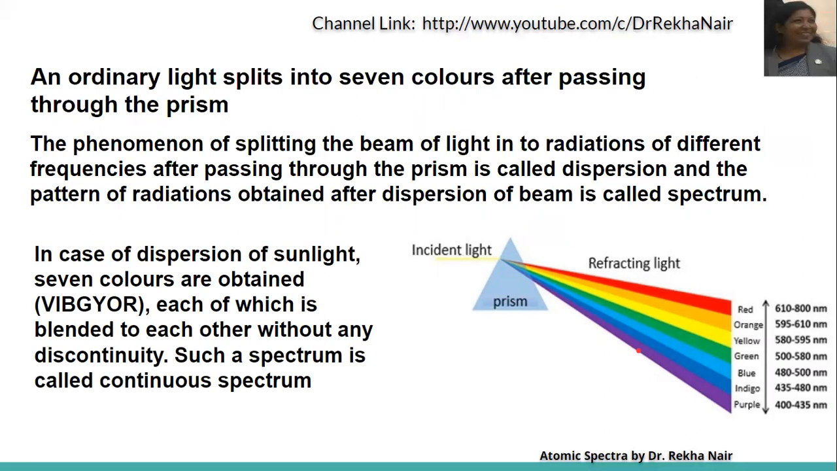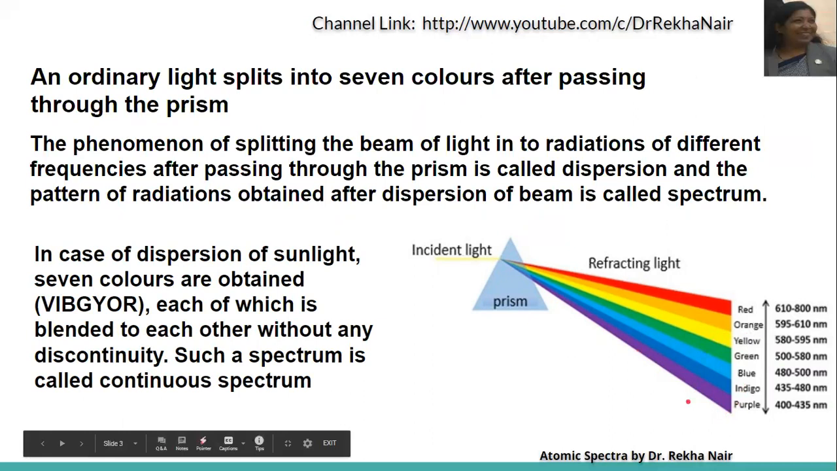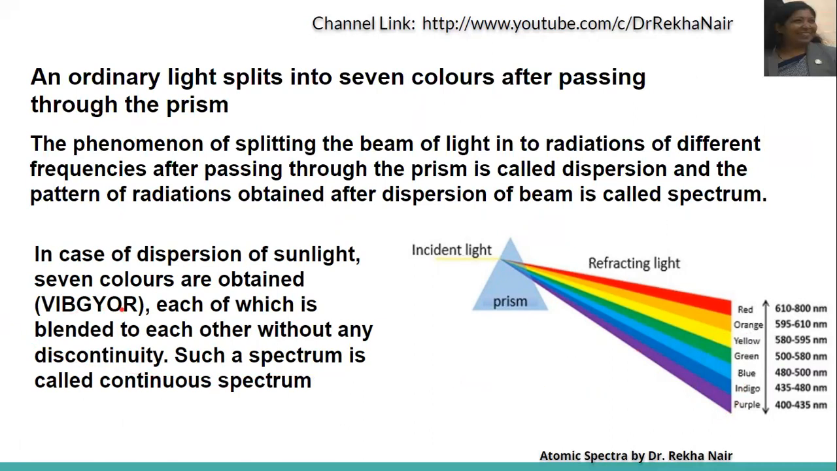In case of dispersion of sunlight, there are 7 colors that we get, as I discussed, VIBGYOR, that is violet, indigo, blue, green, yellow, orange, and red, and they are blended into each other. It is not discontinuous. You can see each color is blended into the others, and there is no discontinuity. It is a continuous one. We call it a continuous spectrum.